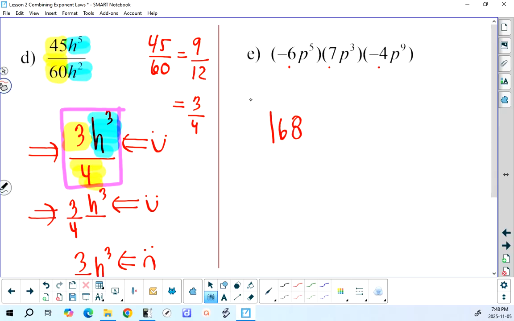Having multiplied the coefficients, now the powers: p to the 5 times p to the 3 times p to the 9. Well, you're multiplying common bases, so you add the exponents. 5 plus 3 is 8, plus the exponent of 9 gives me a new exponent of 17. Just double checking my math before we move on. 7 times 6 times 4 is definitely 168. And p to the 5 times p to the 3 times p to the 9, adding the exponents again in my head, is p to the 17.